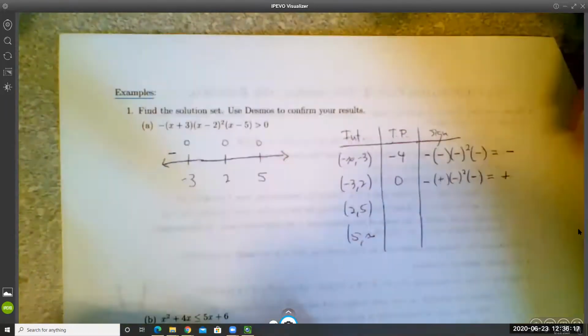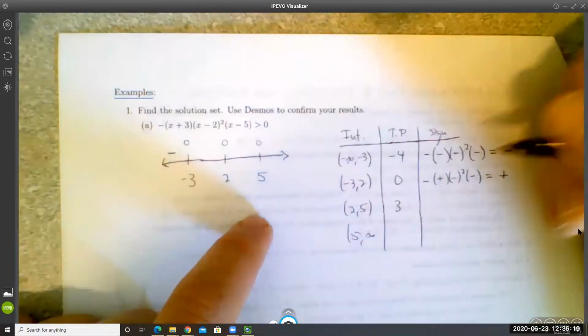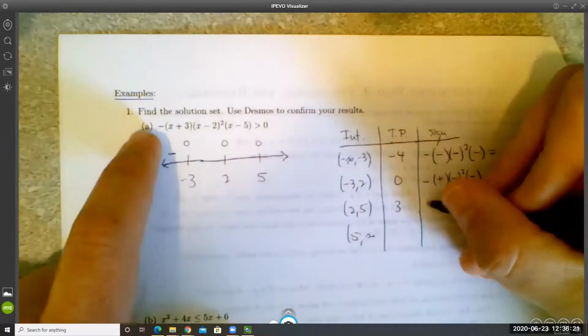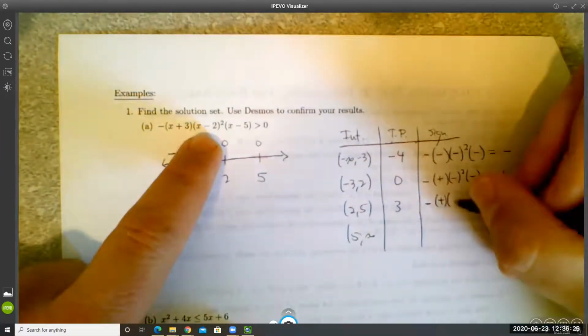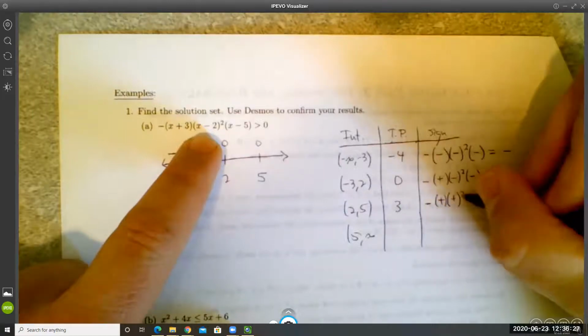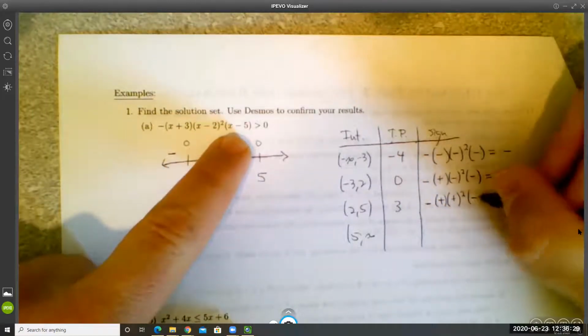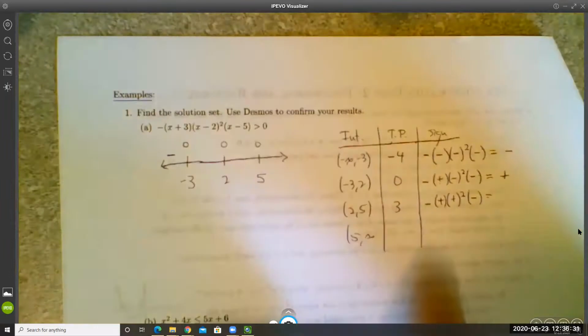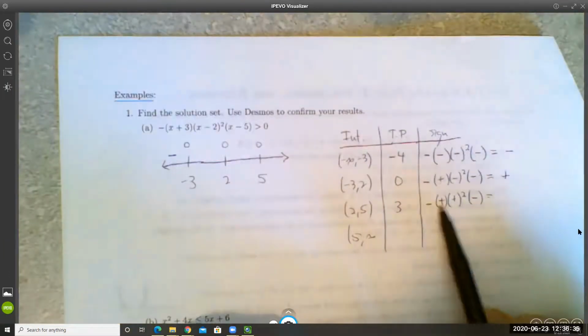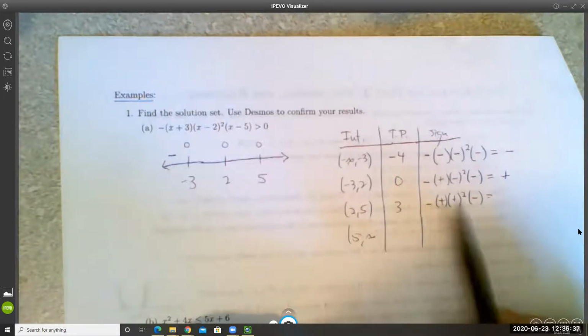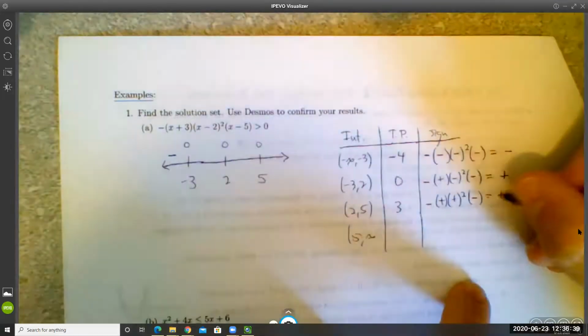If we plug in something between 2 and 5, like 3, we're going to get a negative times a positive times a positive squared times a negative. What's that going to be? Well, positive squared is positive. Positive times positive is positive. Positive times negative is negative, but negative times negative is positive again. So you get a positive there.